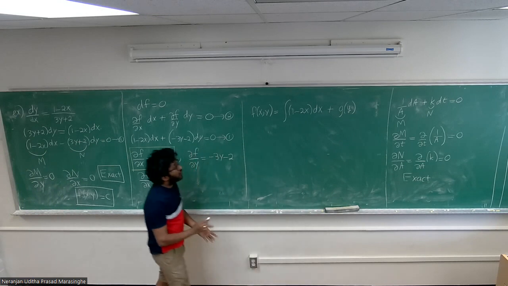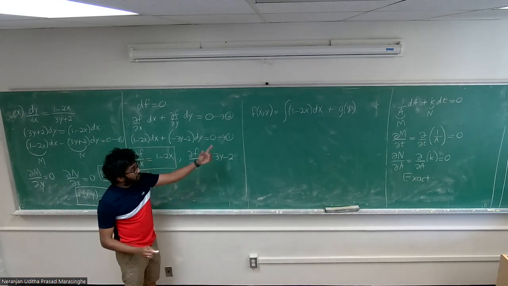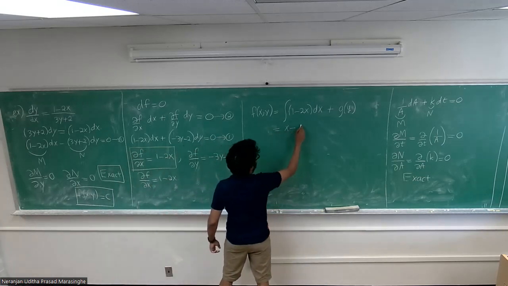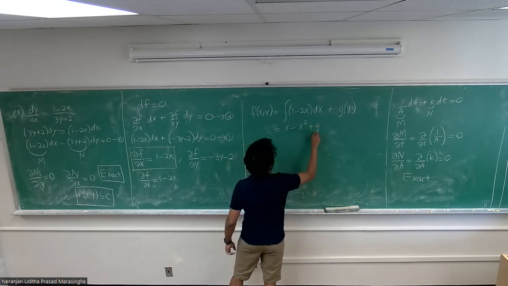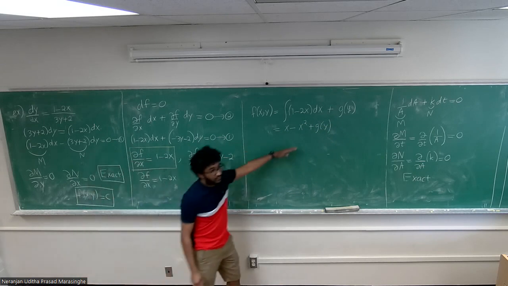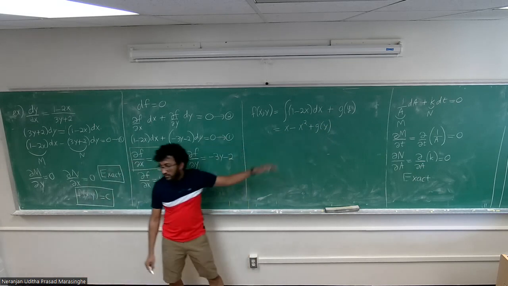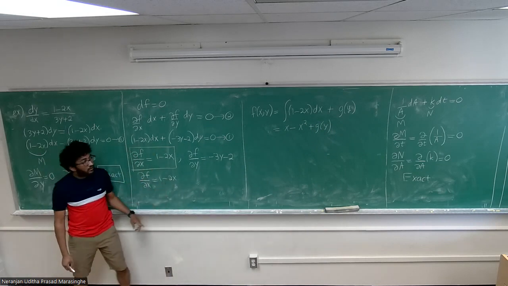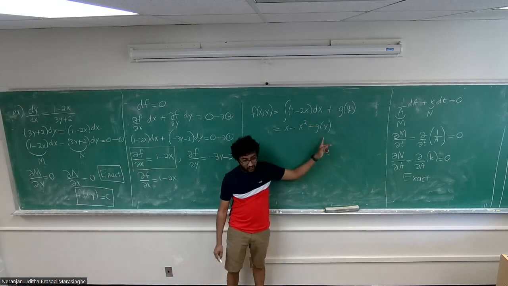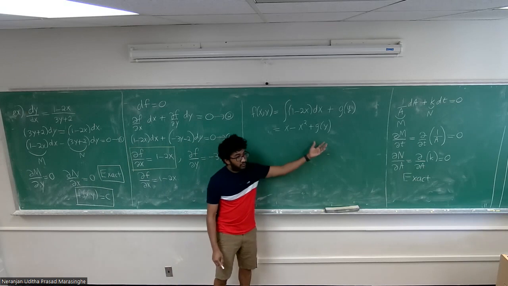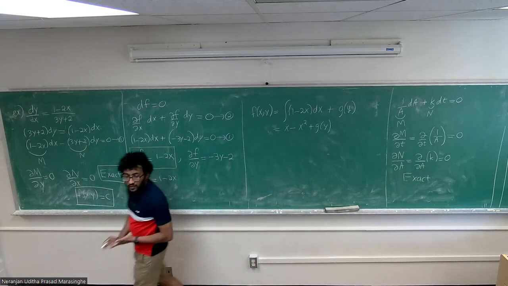If you are not sure, go in the reverse direction. Let's integrate this. So I will get x minus x square plus g(y), right? Take the derivative of this function with respect to x, what would you get? You get this one, right? So if you put c here, then it would be wrong. It should be a function of y. It might be constant, we don't know, but in general, it should be a function of y.